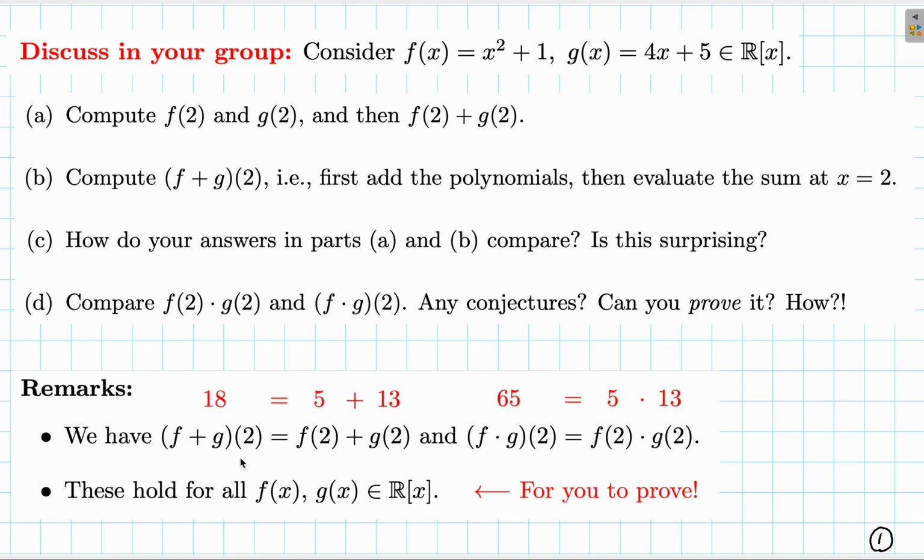We find that for addition, f plus g of 2 equals f of 2 plus g of 2. We get 18 equals 5 plus 13. So it doesn't matter whether we first add the polynomials and then evaluate the sum at x equals 2, or evaluate each polynomial separately at x equals 2 and then add those numbers. We obtain the same result, namely 18 in both cases.